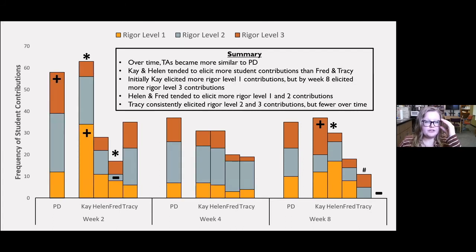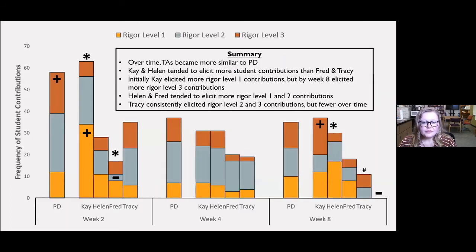And so here is a summary of the student contributions. Over time, the TAs were becoming more similar to PD. Kay and Helen tended to elicit more student contributions. Kay initially elicited more rigor level 1, but by week 8 was focusing on more rigor level 3. Helen and Fred tended to elicit more rigor level 1 and 2 contributions, while Tracy consistently elicited rigor level 2 and 3 contributions, although these were fewer over time.